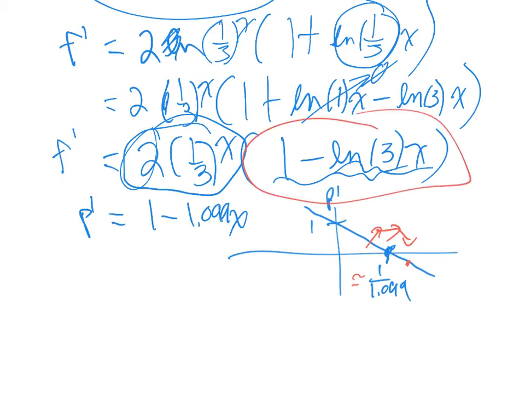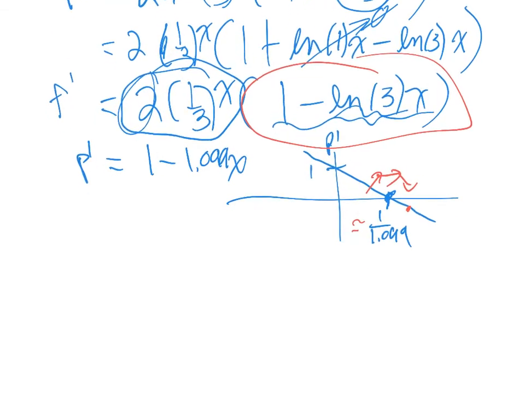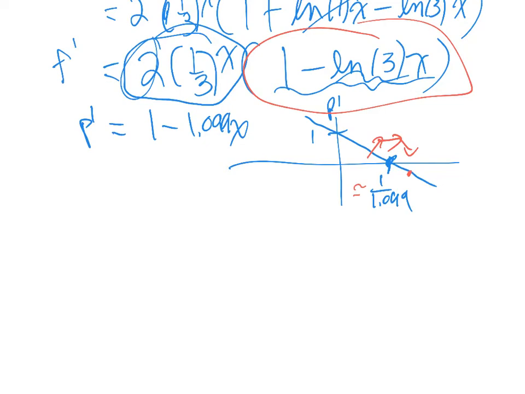So that 1 minus ln 3 times x is just a straight line, y equals b minus mx in this case. Or sorry, instead of mx plus b, it's b plus mx. Okay, so now we know that is a maximum.